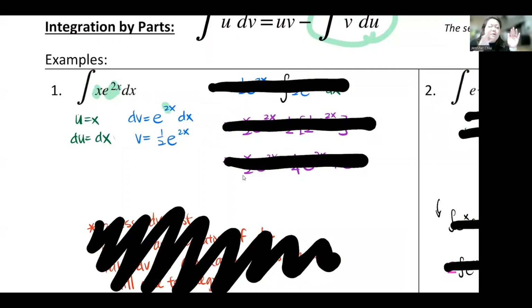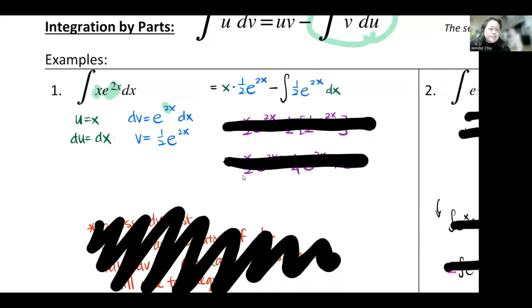Okay. Once you have these four parts, you have your u, your du, your dv, and your v, then you can plug it into the formula. The formula says it is going to be u, right? You start with u, which is x, times v, which is 1/2 e to the 2x, minus the integral of v, which is 1/2 e to the 2x, and then du, that's your dx here, right?